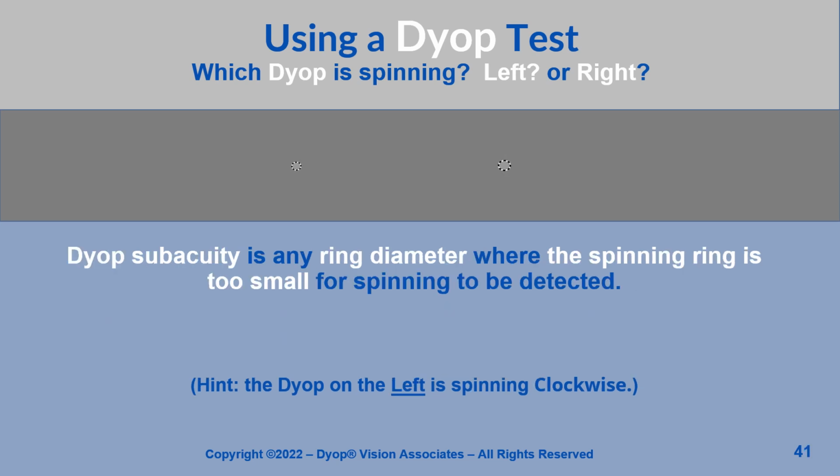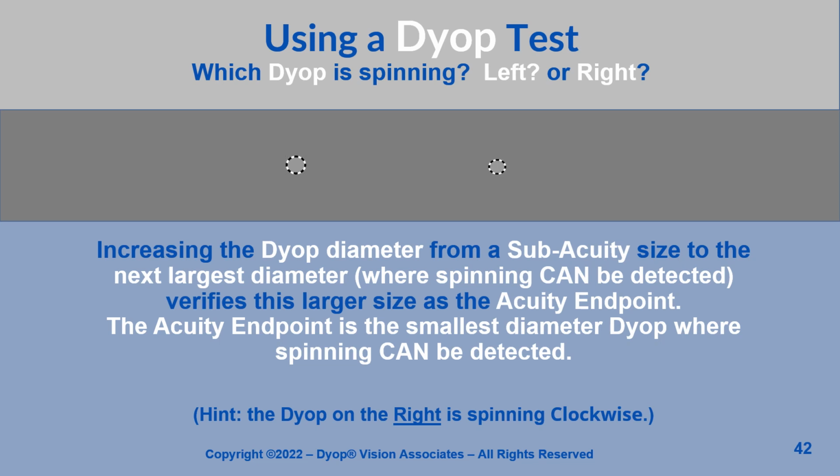Dyop subacuity is any ring diameter where the spinning ring is too small for spinning to be detected. Increasing the Dyop diameter from a subacuity size to the next largest diameter where spinning can be detected verifies this larger size as the acuity endpoint. The acuity endpoint is the smallest diameter Dyop where spinning can be detected.